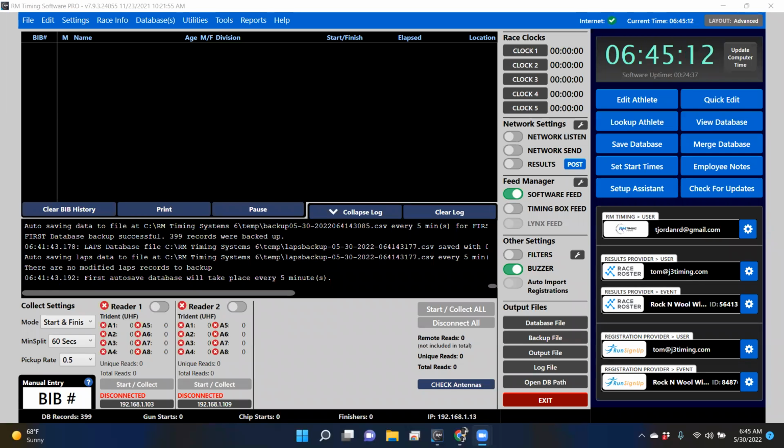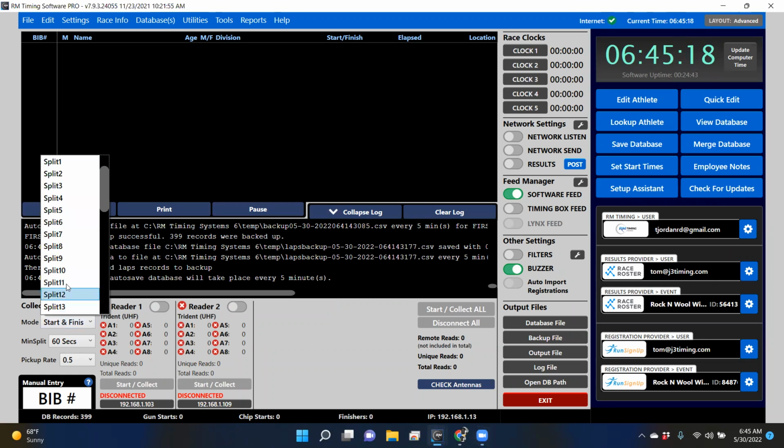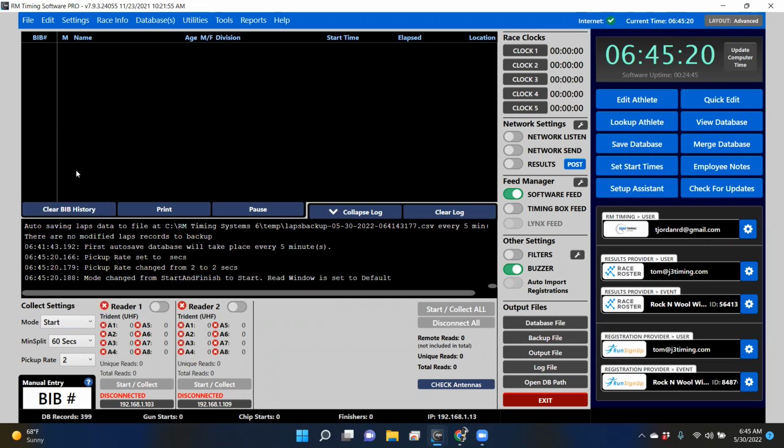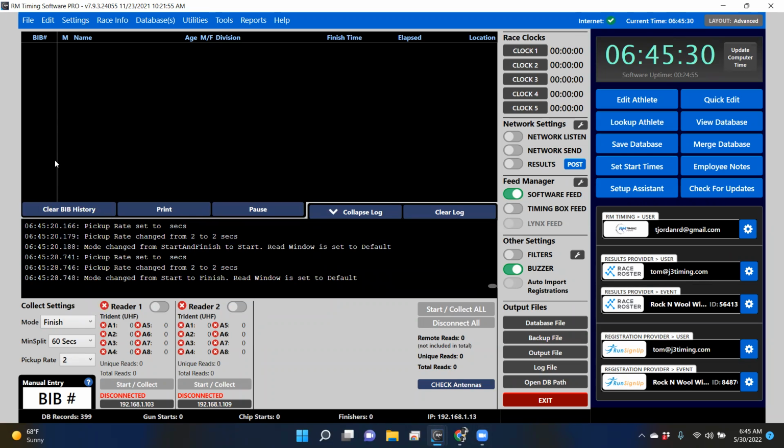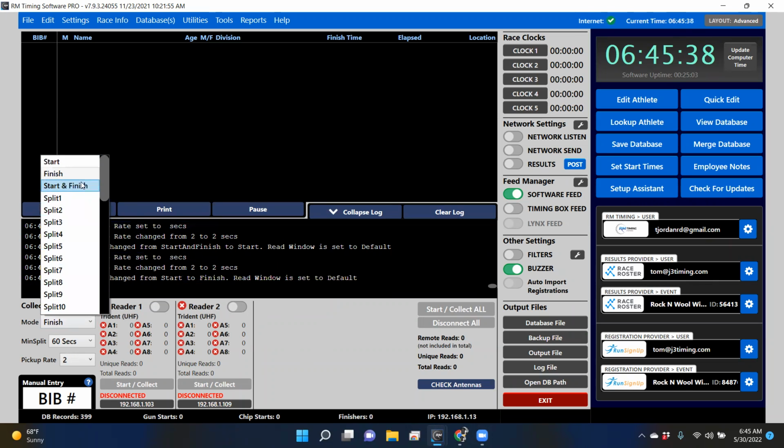Okay, we're going to discuss timing in start finish mode. Typically when we time a race, down here on the bottom left in the collect settings, we are either in start mode, and everybody that crosses our mat is going to go into a start time. And then once they're all gone on the course, we switch over to finish mode. Now anybody who hits our mat, that time of day is going to get time stamped into the finish column.